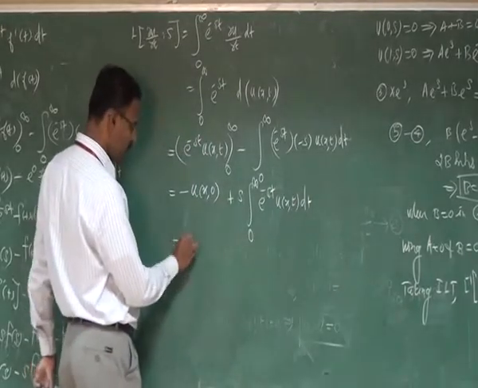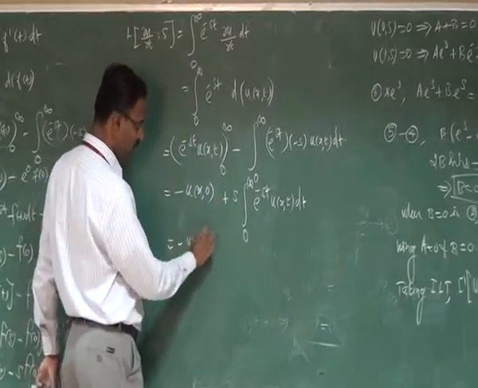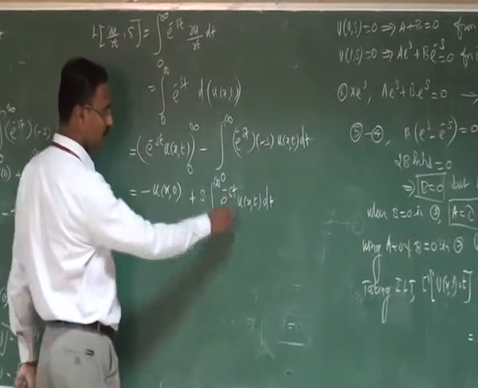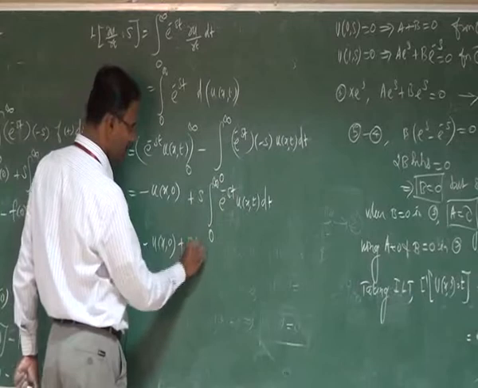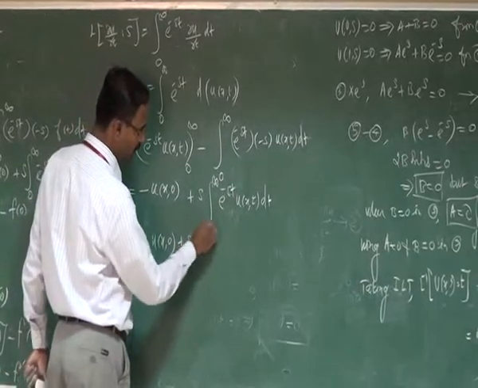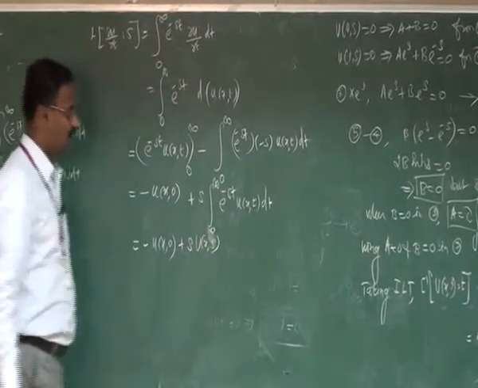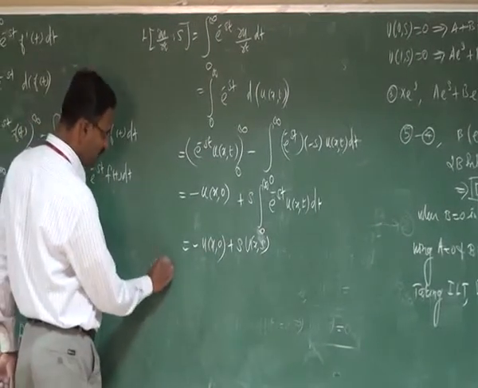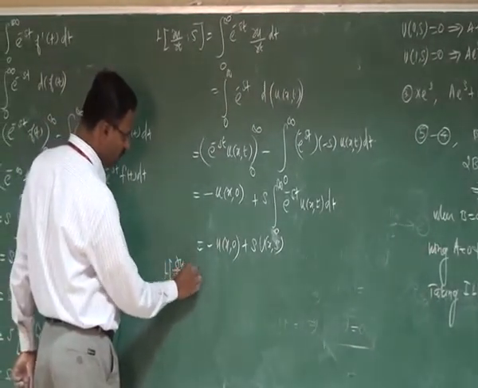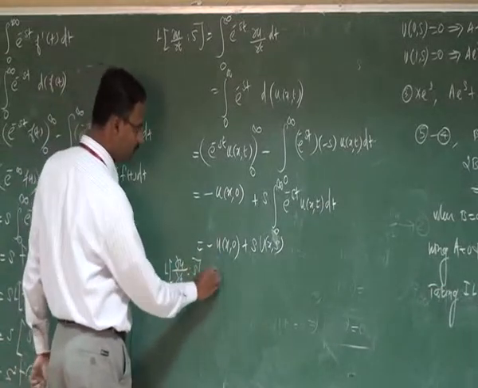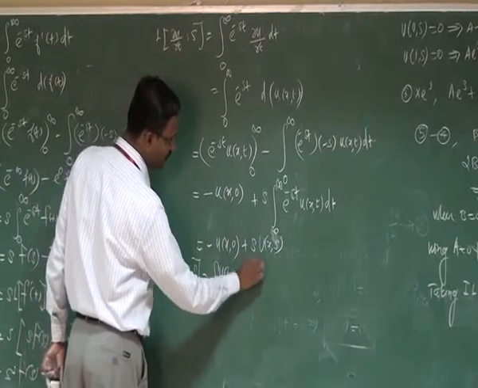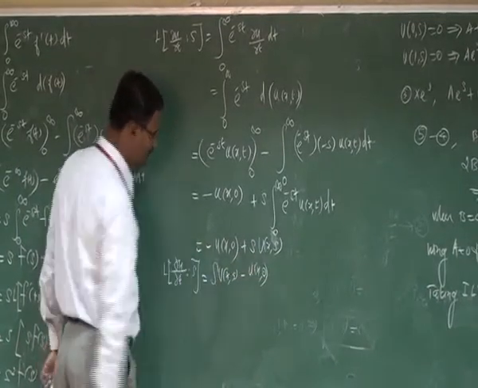So it is equal to minus of u of x comma 0, plus s into the Laplace transform of this function, which is simply written as U of x comma s. Therefore, the Laplace transform of dou u by dou t is equal to s into U of x comma s minus u of x comma 0.